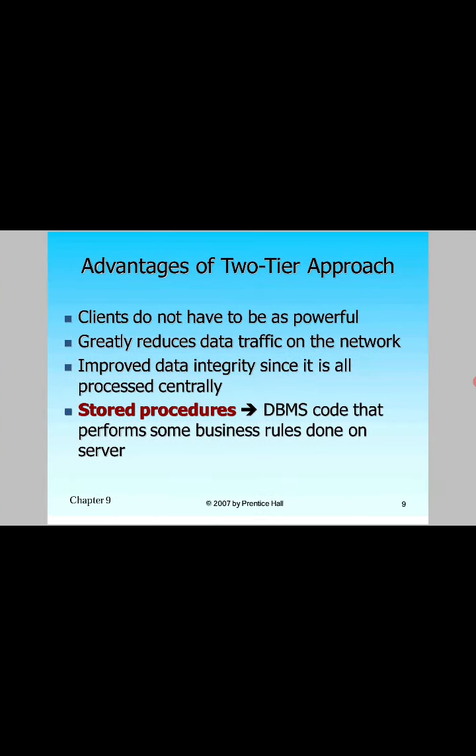So what are the advantages of two-tier database servers compared to file servers? Clients do not have to be as powerful, it greatly reduces data traffic on the network, and improves data integrity since it is all processed centrally. Stored procedures, DBMS code that performs some business rules, are done on the server. So in the two-tier architecture, clients need less performance, and data traffic on the network is reduced, unlike in the file servers, and data integrity is improved. Data integrity means perfectness or correctness. So improved data integrity since it is all processed centrally in the two-tier architecture.